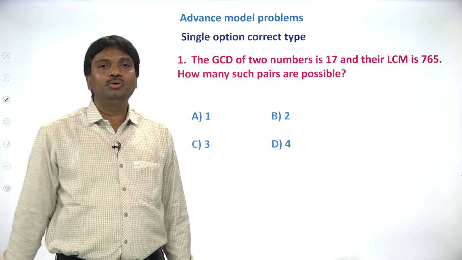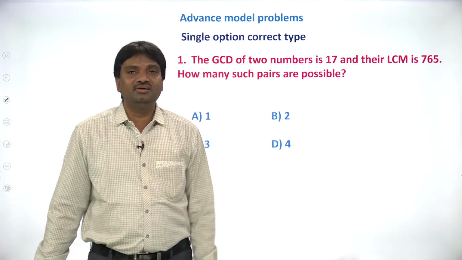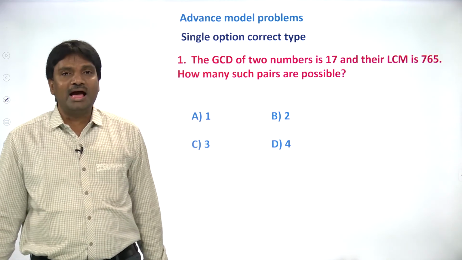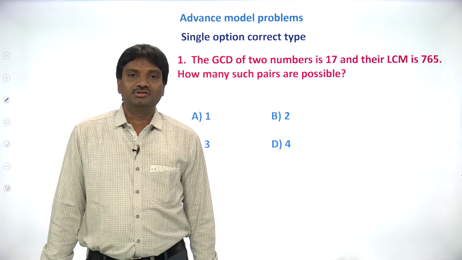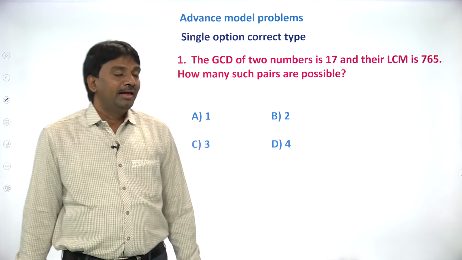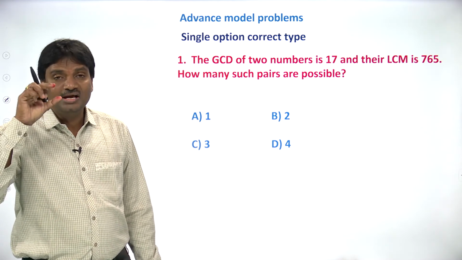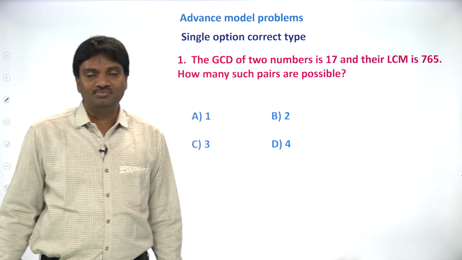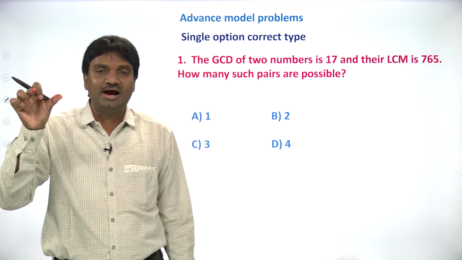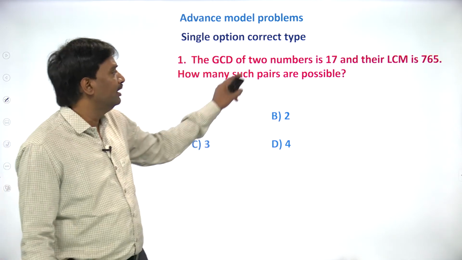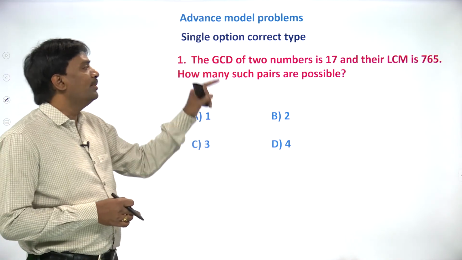If you suppose that the 2 numbers are A, B, according to the problem the GCD of A, B is given as 17 and the LCM is given as 765. According to the problem the GCD is given as 17, so we can take A equal to 17x and B equal to 17y, where x, y are some integers. In place of x and y you may take the integers as you wish. By finding the GCD or HCF you will get 17 only, and their LCM is given as 765. How many such pairs are possible?